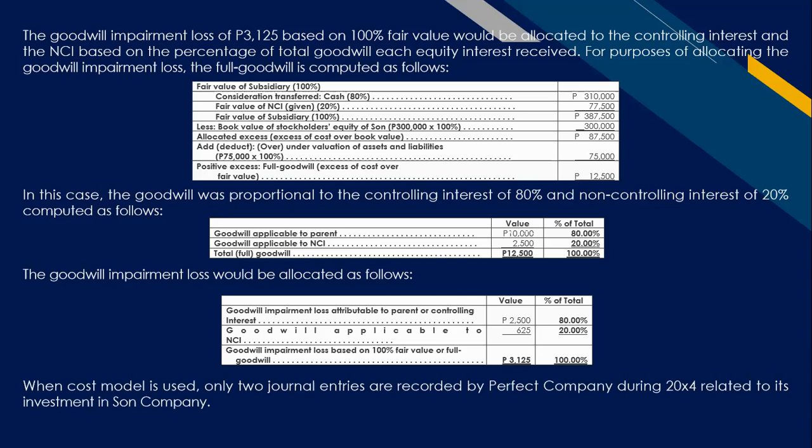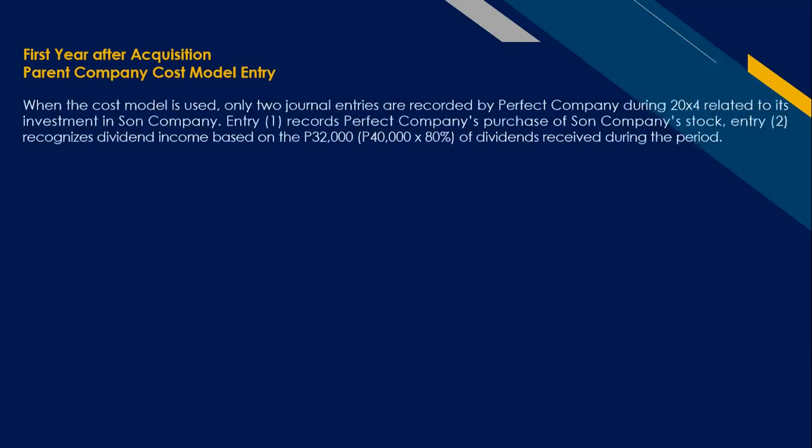When the cost model is used, only 2 journal entries are recorded by Perfect Company during 20x4 related to its investment in Sun Company. Now using the cost model, first year after acquisition, parent company using the cost model. When the cost model is used, only 2 journal entries are recorded by Perfect Company, the parent, during 20x4 related to its investment in Sun Company.